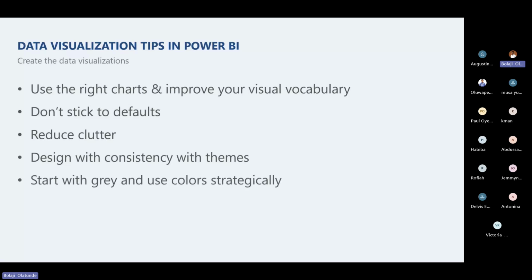Next point is: start with gray and use colors strategically. I think I've mentioned this in passing, but it's not every time that you should use a lot of colors in your visualizations or your report. Many times, if you're not sure how to use color, make everything on your visuals gray, and then start to use colors strategically to draw the attention of your user. To say, okay, this is where I want the user to look. So start with gray and use colors strategically.